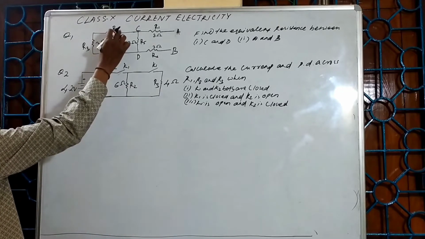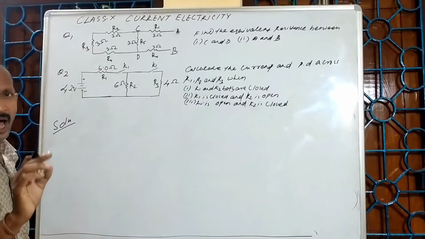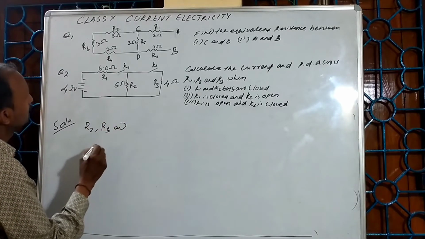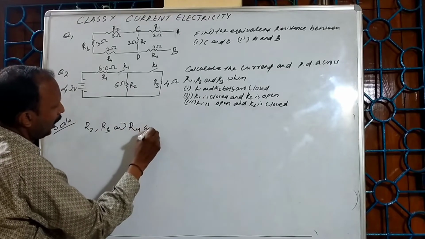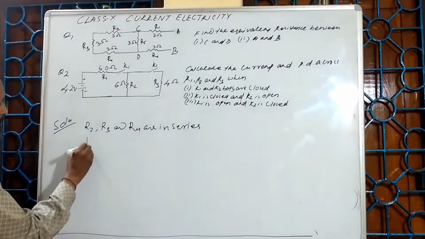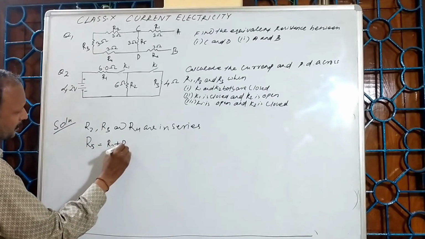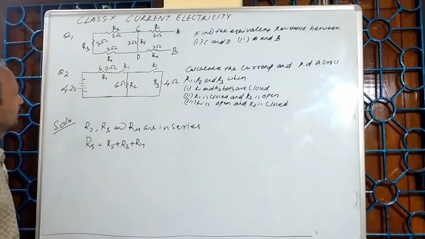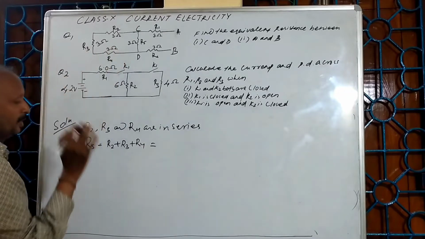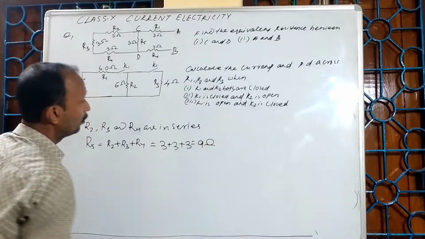See that R2, R3 and R4, these three resistors are in series. So I can say that the equivalent resistance Rs is equal to R2 plus R3 plus R4. All are 3 ohms given. So 3 plus 3 plus 3 is equal to 9 ohm.